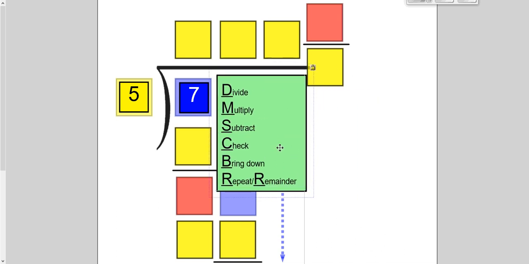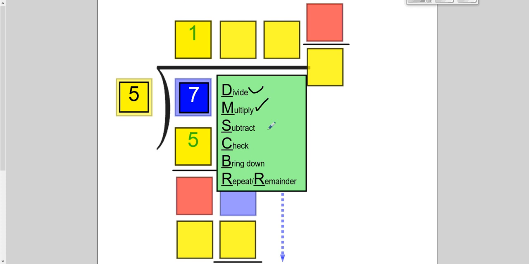So I'm going to start in the hundreds place. 7 divided by 5. Well, 5 can go into 7 one time. That's my divide step. And now I need to multiply. 1 times 5 is 5. I want to know how many of those 700s did I use up.